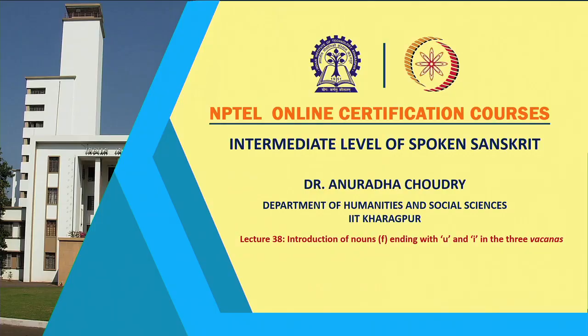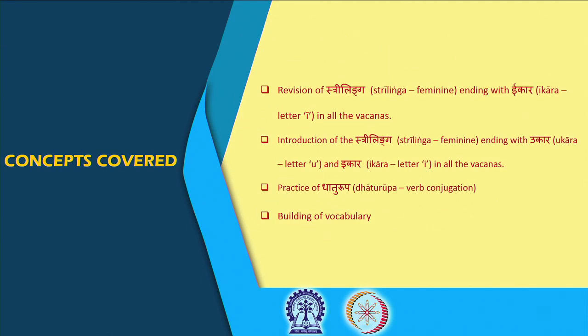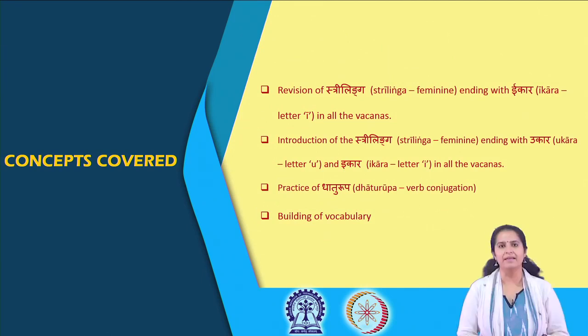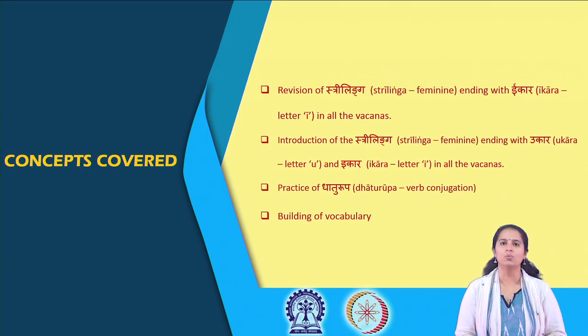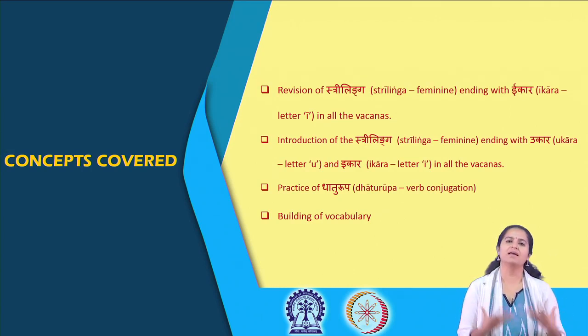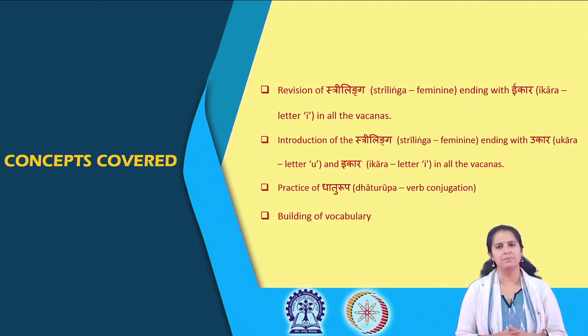So I hope that the study of the words is going on well for you. In our last two lectures, we've started looking at the ikara and ukara ending words for the masculine and the neuter. In this class, which is lecture number 38, I'll do an introduction of the nouns in the feminine ending with the u and the e and in the three vachanas. So we'll do a revision of the Strilinga word ending with the E and then move on to the introduction of the Strilinga words ending with the U and the E and in all the three vachanas, and then it is accompanied with the practice of some verbs.